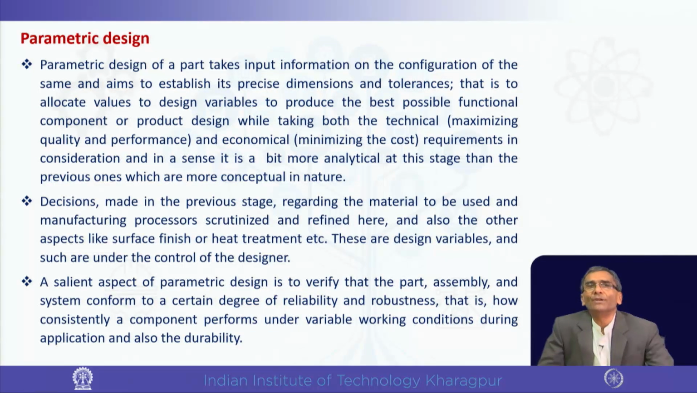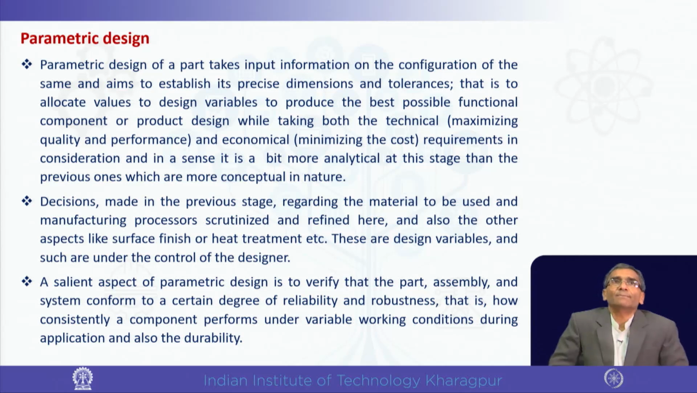Finally, we will go to the last phase of the discussion, that is the parametric design. Parametric design of a part takes input or information from the configuration design, where the shape and size were settled more or less roughly. Here the dimensioning and tolerancing are done to finalize the specification, where the objective is to maximize the technical performance, that is quality, reliability, durability etcetera, and also to be economical, that is minimizing the cost.